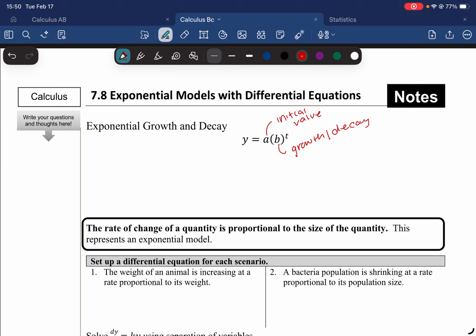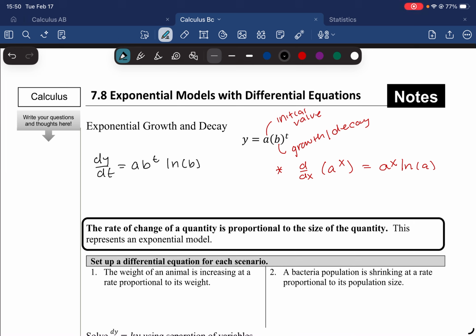What's important here is not necessarily that parent function for the exponential, but what is important is when we take the derivative, so using it as a differential equation. So when we derive this, dy dt is equal to a times b to the t power times natural log of b. Remember, this is because when we derive a to the x power, this is equal to a to the x times natural log of a, whatever that base is.